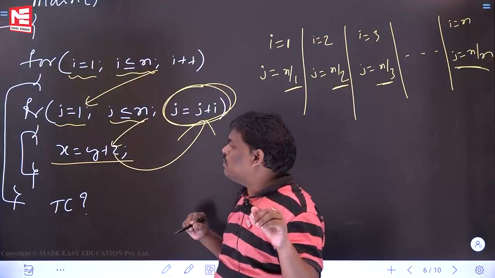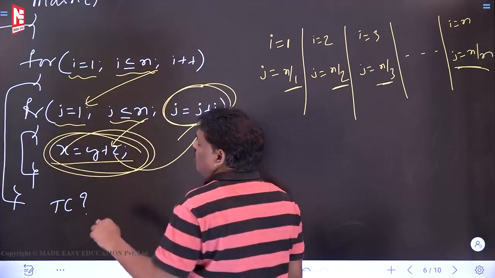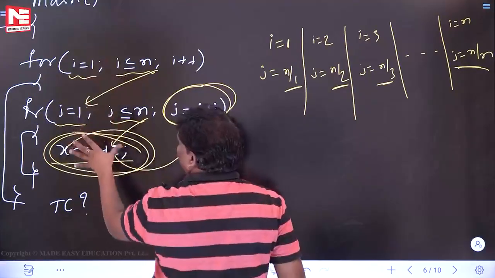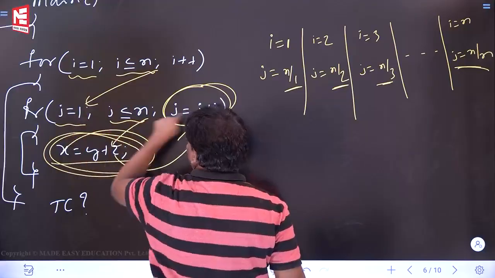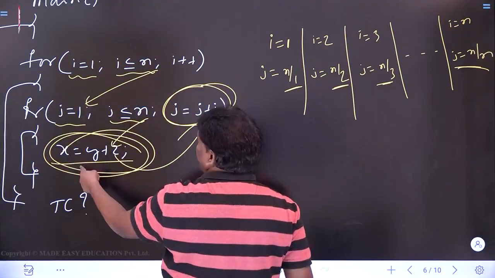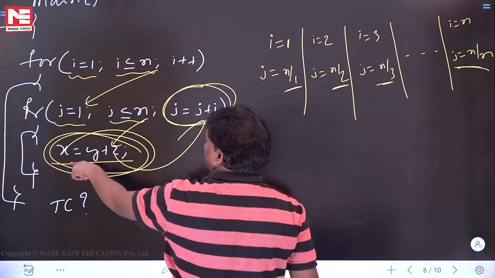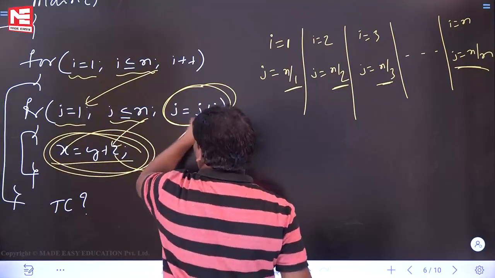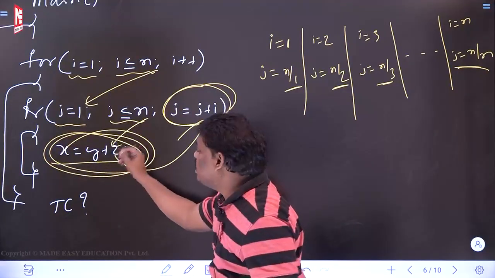What is our goal? Time complexity means this statement will execute how many times? In this program, how many statements are there? One statement. This statement will execute how many times? i value 1, this loop is going on n time, so n times it will execute. i value 2, n by 2 times. i value 3, n by 3 times. Can you say the total number of times it is executed?